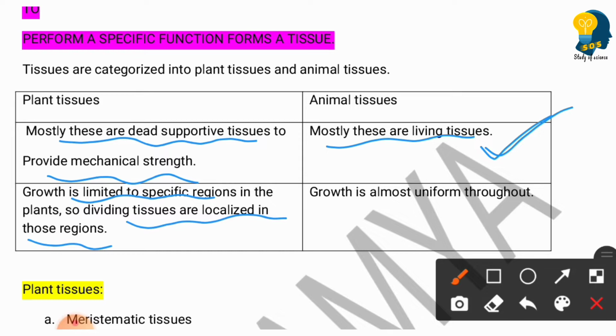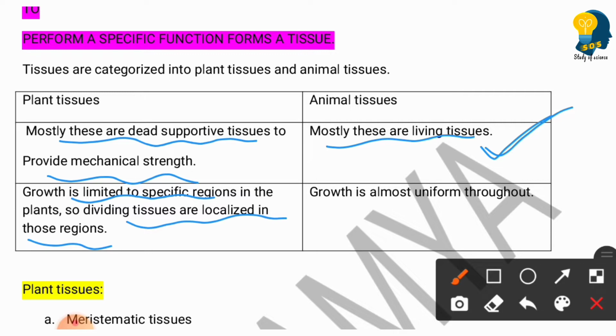Correct? I hope you all have observed a growing plant. When you sow a seed, what happens first? The root develops, then the shoot develops, then the leaves develop, then the leaves increase in size, then the flowers develop, then the fruits develop. Correct? Not all the parts present in the plant grow uniformly. They grow step by step.